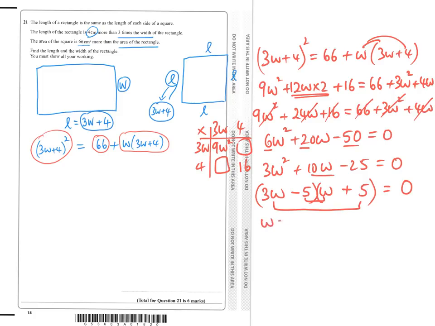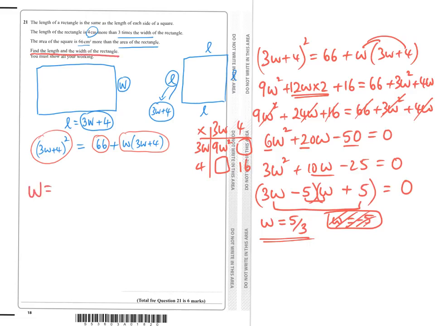So we have from here, w is 5/3, or w is something impossible because it's the length of a rectangle, a width of the rectangle rather, so that's not going to be possible. So we're going to stick with this one, and we've got to look now what it's asking for. It says find the length and the width of the rectangle.